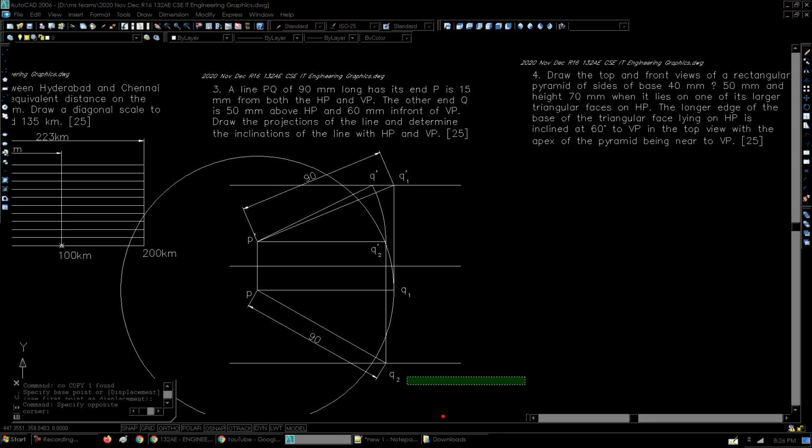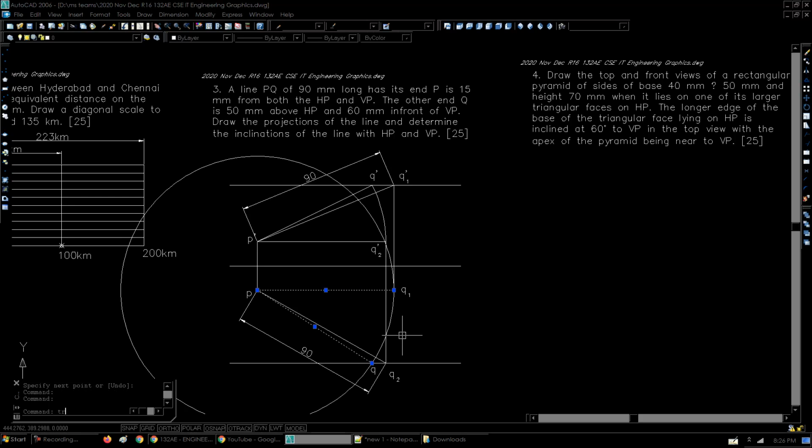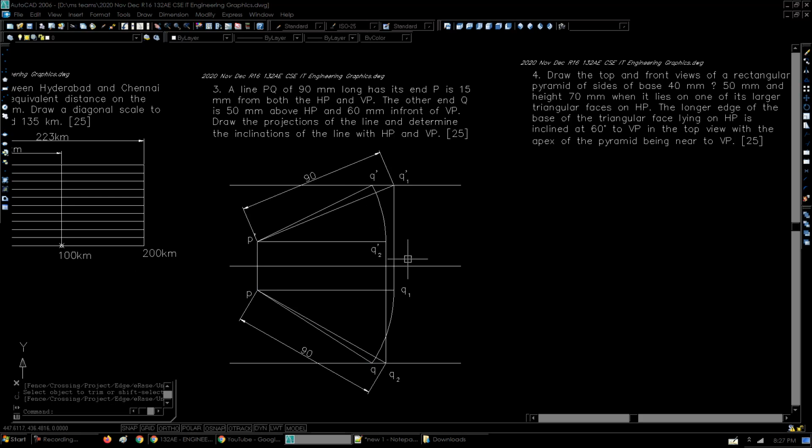Oops, this is the point. Yep, it's this intersection here that's important. Let me just move this away so that it doesn't disturb it. Once again, this line here, this is the final top view. Now we need to just again trim off this complete circle because we won't be requiring the full circle.